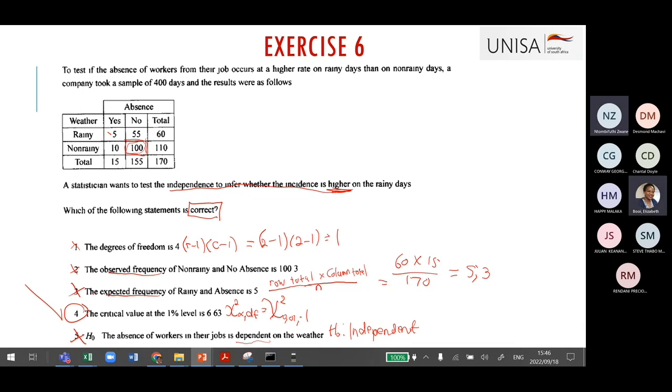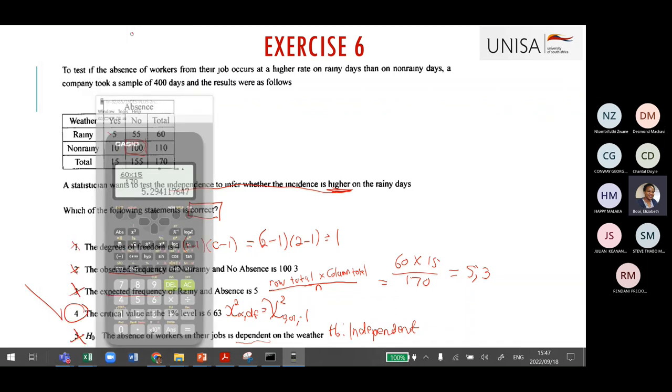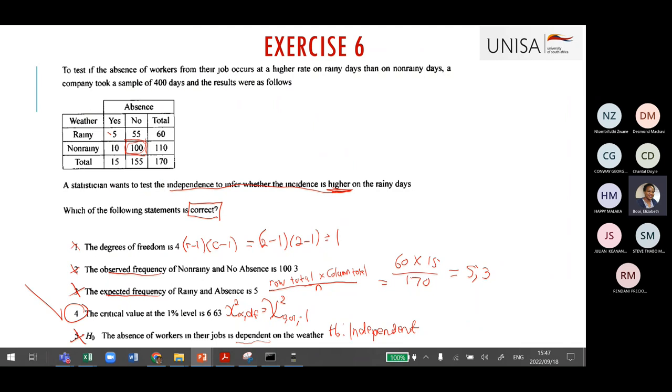Oh, that is why also on the expected value, the answer is 5.29. It's not 5. It's 5.29411747. It's not 5. It's bigger than 5. Right? So that's why it's not 5. 5 is the observed value that you see on the table.